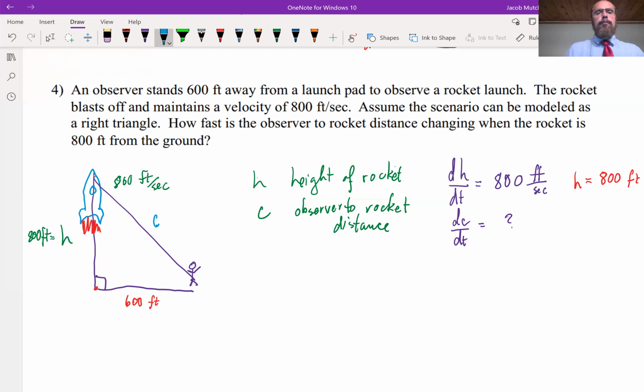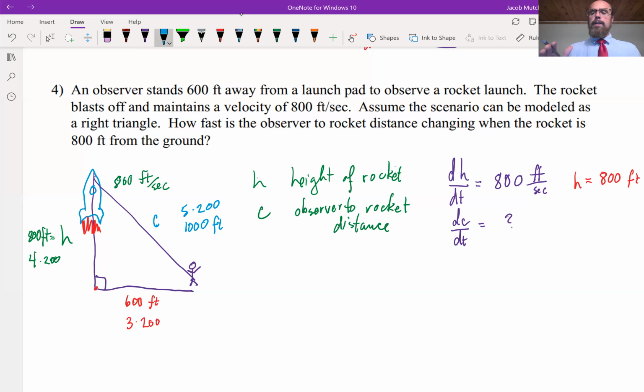If we use the idea of right triangles and Pythagorean triples again, I see that this is another version of the 3, 4, 5 right triangle. I've got 3 times 200 would give me 600, and 4 times 200 will give me 800. So I can just extrapolate that this C side is going to be 5 times 200, which is 1,000. So we'll consider that our C value is 1,000 feet when I've got the legs at 600 feet and 800 feet.